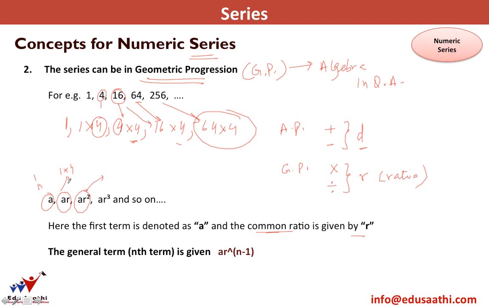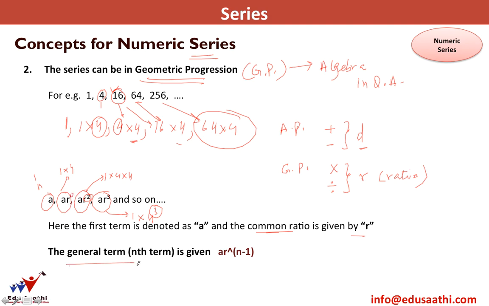I have A, which is 1 multiplied by r square. So a into 4 into 4. This gives me 16 here. Similarly, the fourth term, 1 multiplied by 4 raised to power 3. So again, if you notice here, if I have the fourth term, I have 3 in the power. If I have the third term, I have 2 in the power. If I have the second term, I just have 1 in the power.